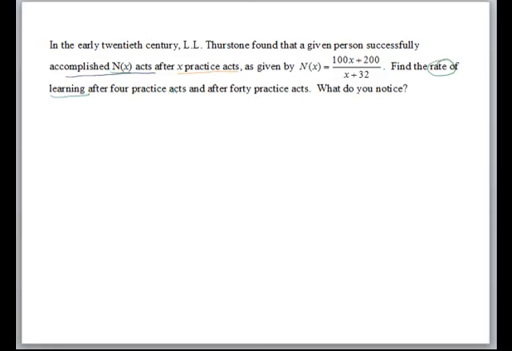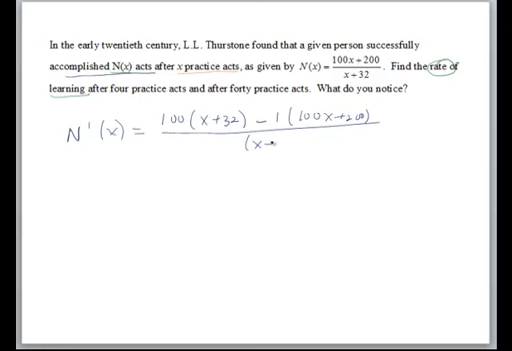Okay, so first thing I need to do is take the derivative. How are we going to find the derivative of this function? Yep, good old quotient rule. So I have the derivative of the first times the second minus the derivative of the second times the first all over the denominator squared.